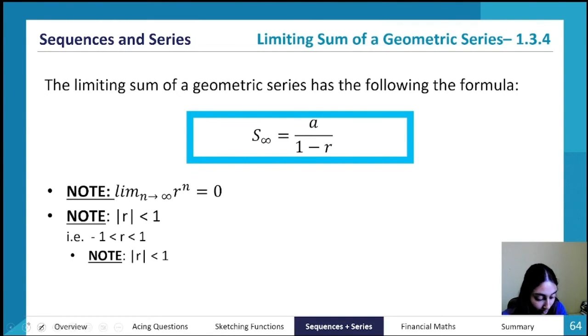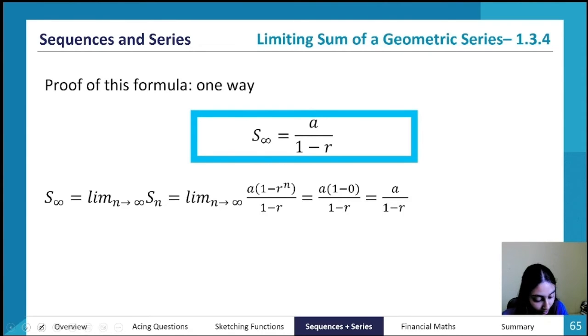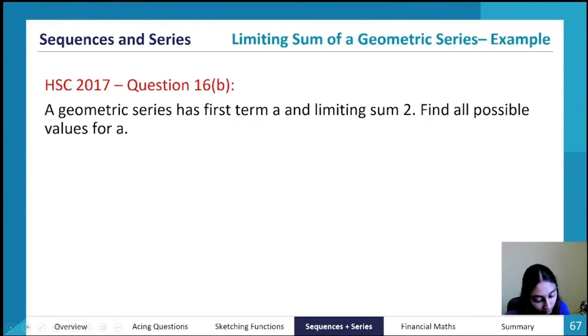Okay, I think I've got a question on that. Here's the question. A geometric series has a first term A and a limiting sum 2. Find all possible values for A. It's slightly disgusting. I'm going to go through this now.